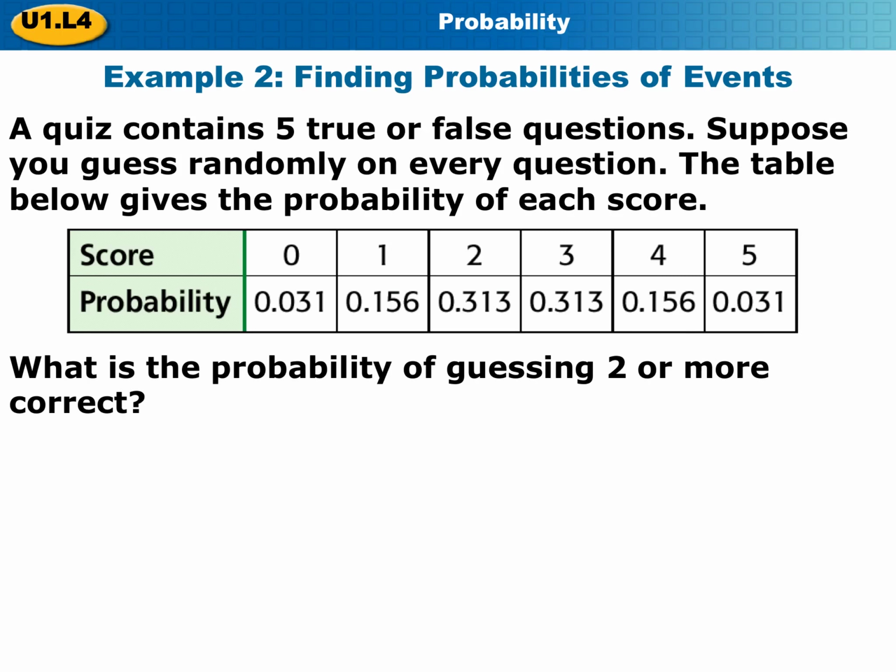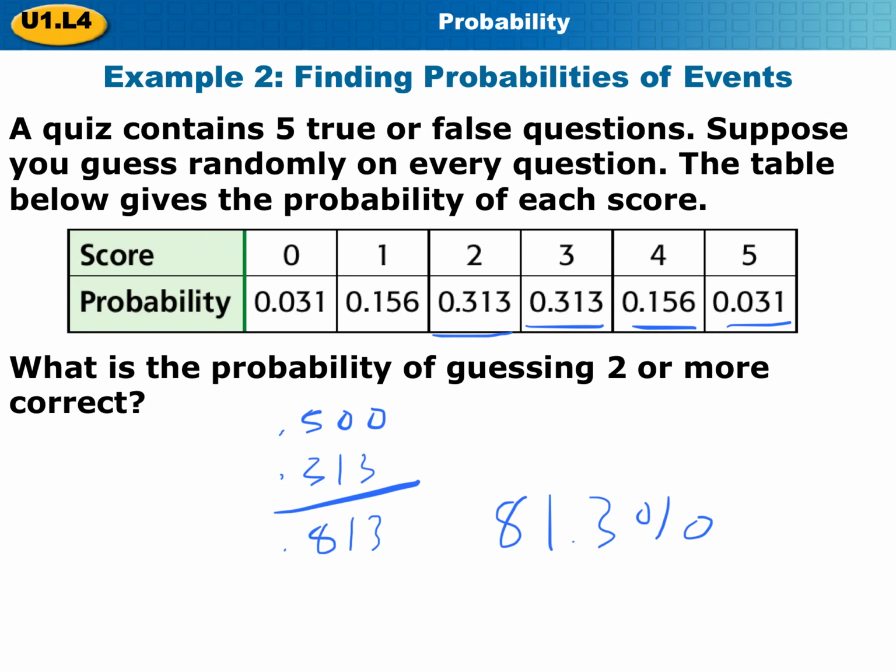So what's the probability of guessing 2 or more correct? So it would be 2 plus 3 plus 4 plus 5. We already added 3, 4, and 5, so we know that's 50%. So we're going to add 2 to it, and we get 0.813 or 81.3%.